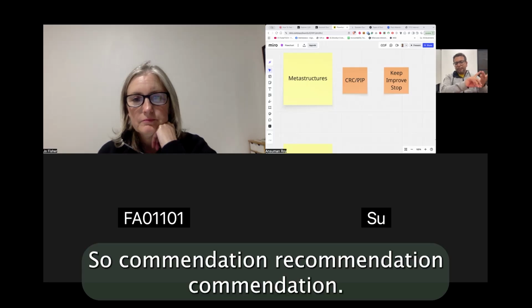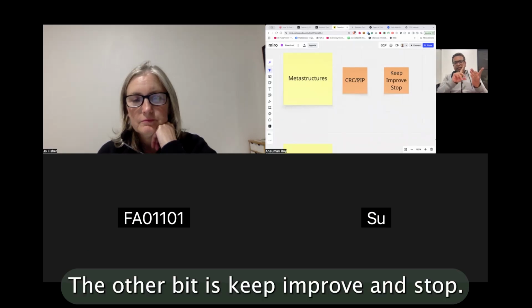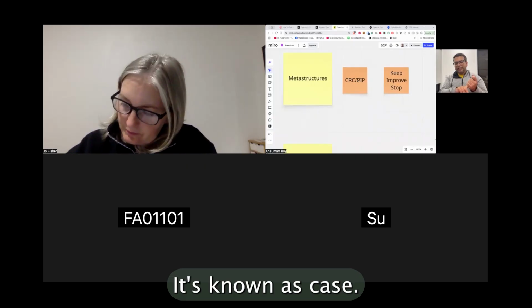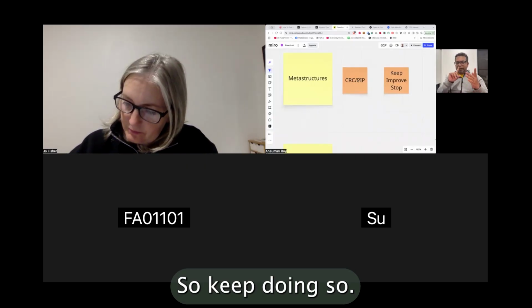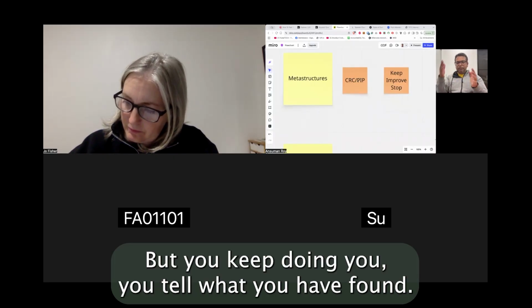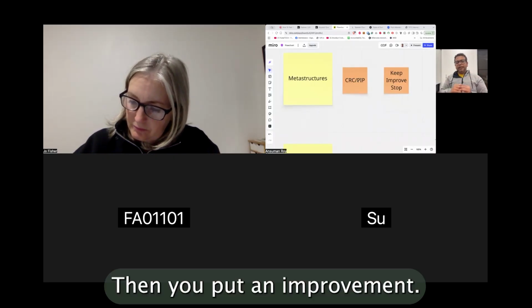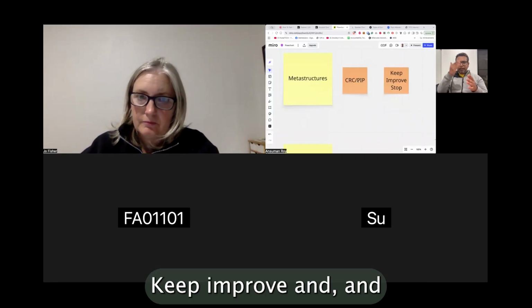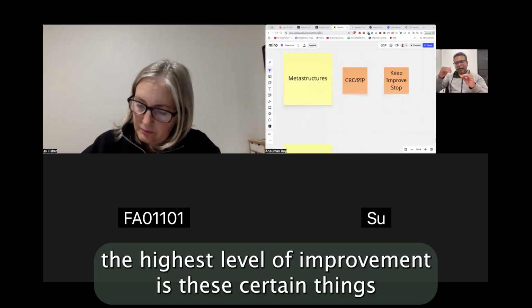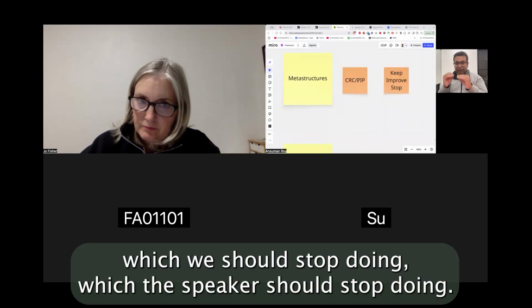So commendation, recommendation, commendation. The other one is keep, improve, and stop, which some people also use. It's known as KIS. Keep doing means a commendation: you tell what you have found. Then you put an improvement. Keep, improve, and the other bit. Once you give your improvements, you also mention the highest level of improvement: certain things which the speaker should stop doing.